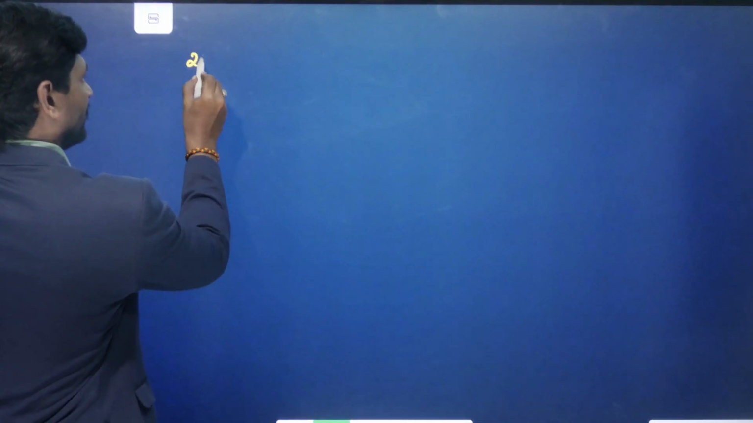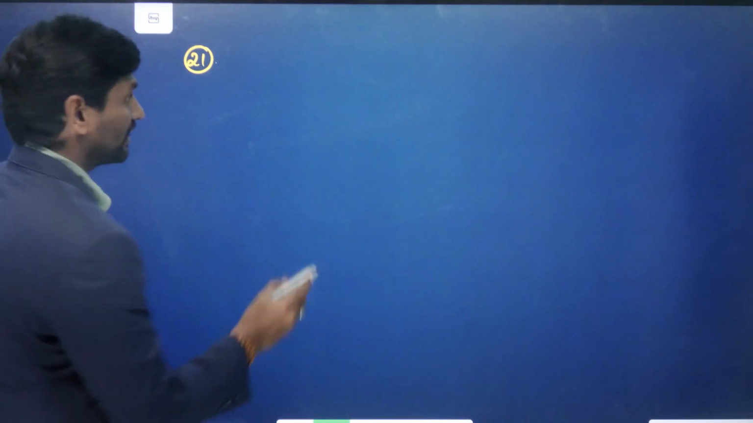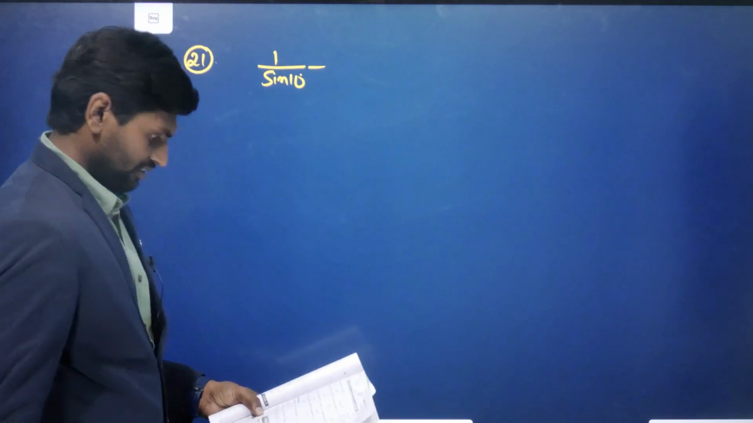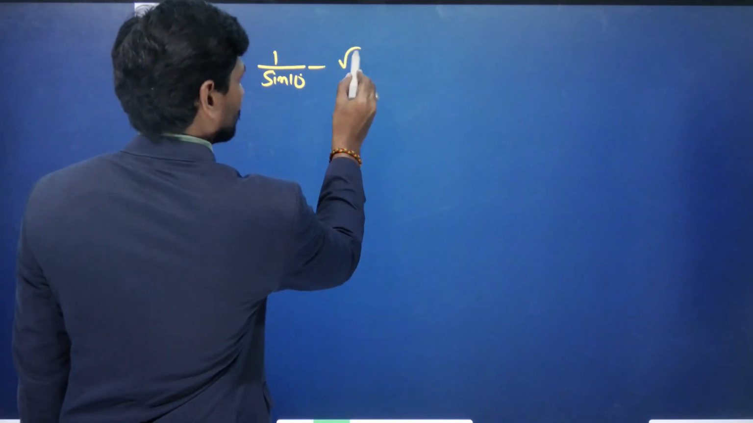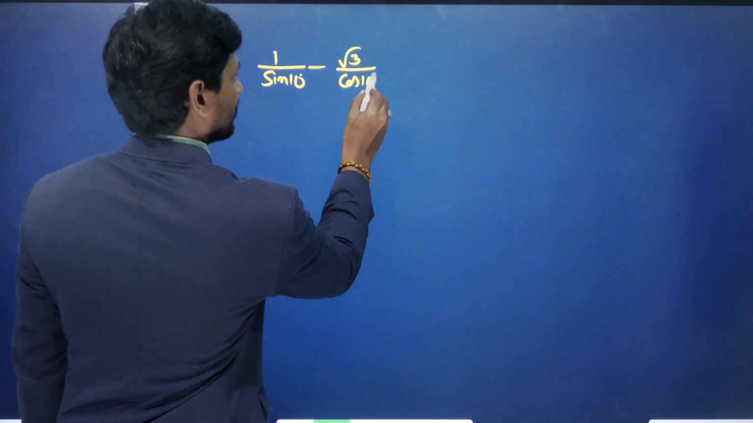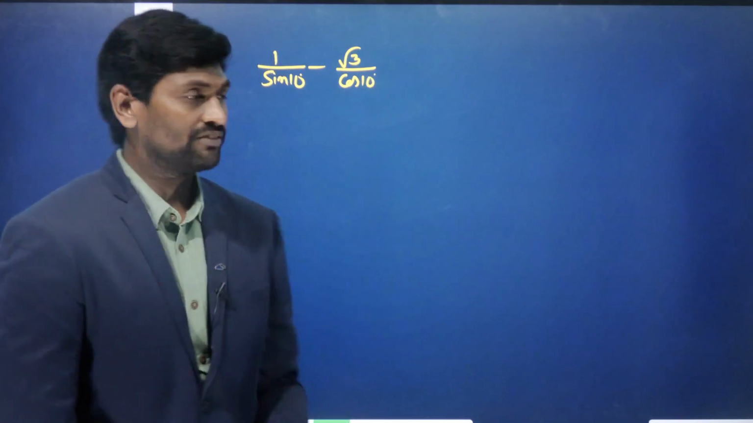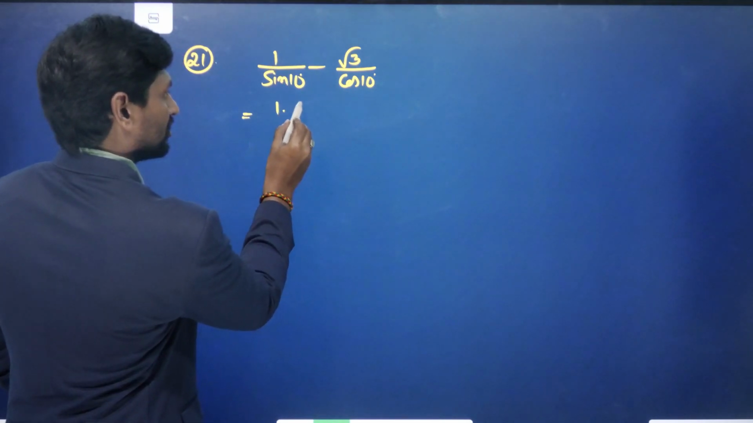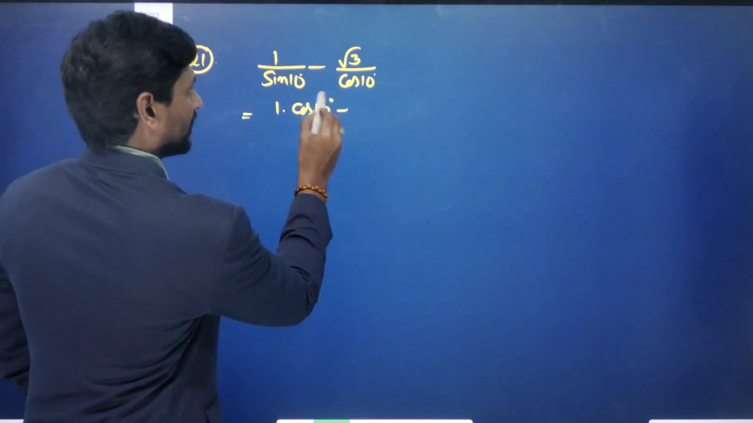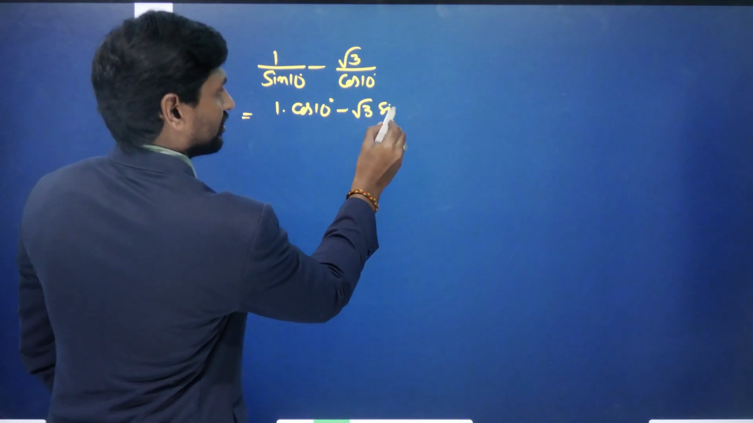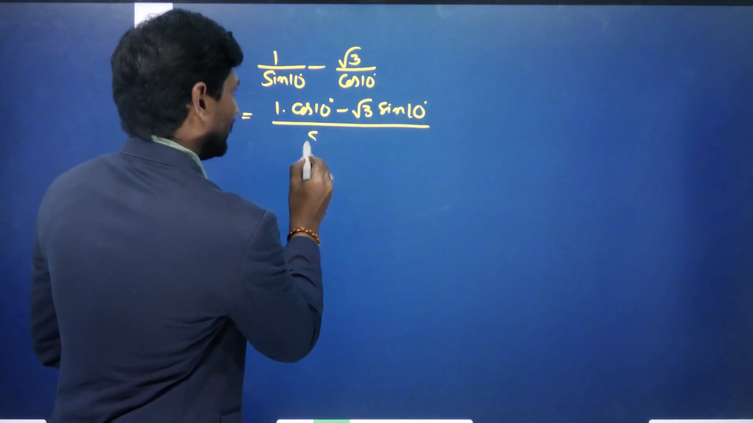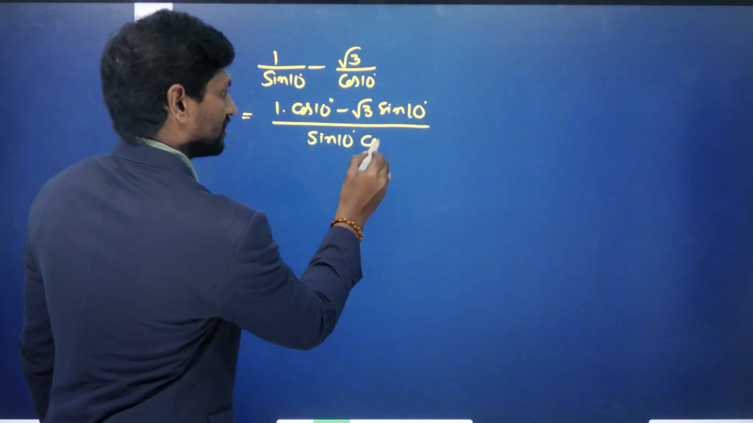So the 21st one is, it is given that 1 by sin 10 degrees minus root 3 by cos 10 degrees. So I am just trying to do the LCM for them, or like cross multiplication. 1 into cos 10 is 1 cos 10 degrees minus root 3 into sin 10, root 3 sin 10 degrees. So the denominator is sin 10 degrees into cos 10 degrees.